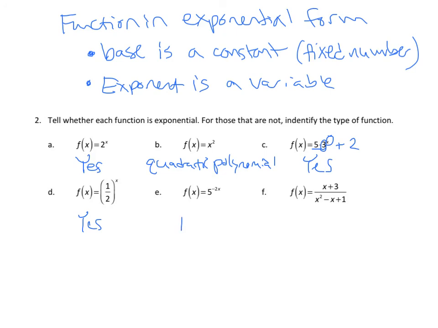Part E is still yes. So the variable's in the exponent. We have more going on than just an x. We have a negative 2x, so that involves a transformation, but it's still an exponential function. And this last one would be a no. Whenever you have the two polynomials being divided, or the quotient of two polynomials, we call that a rational function. And we haven't gotten to that unit yet.